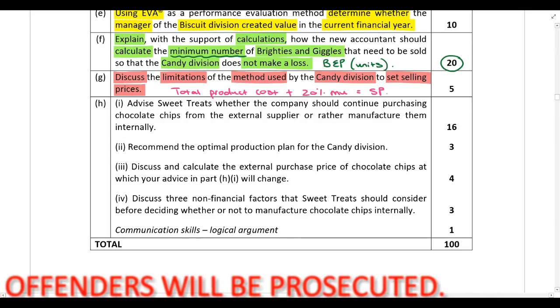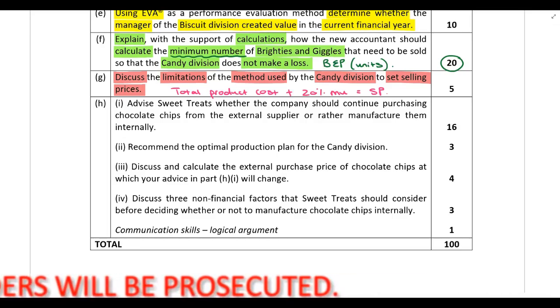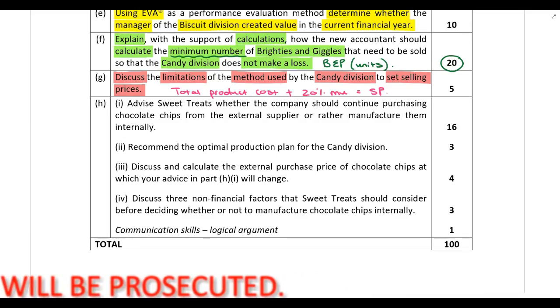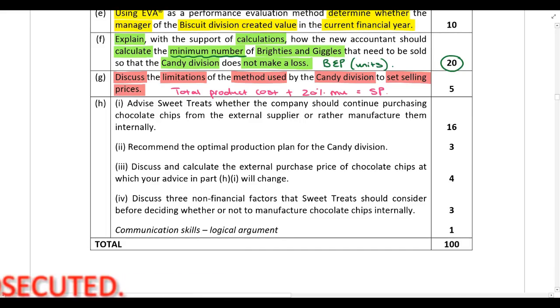The first thing to note, guys, is assume this is your company and you sell Brighties and Giggles, and you work out what it costs you to make the Brighties and Giggles. You just add a 20% markup, and that's how you determine your selling price. What's the problem with that? You're not considering the external environment at all.